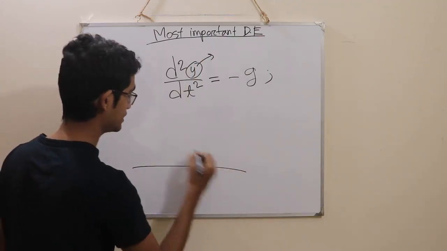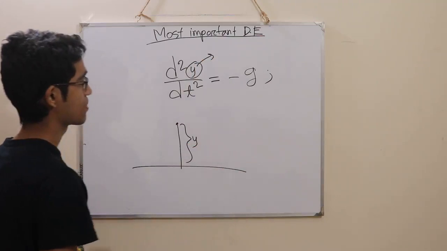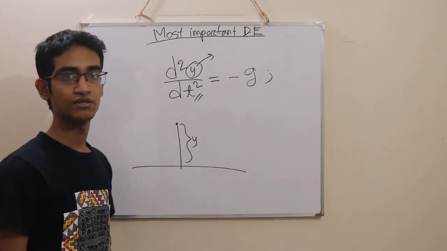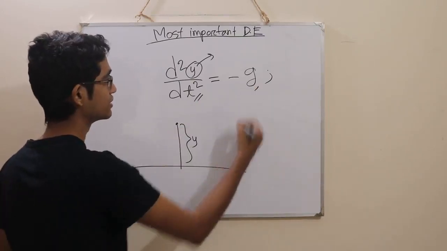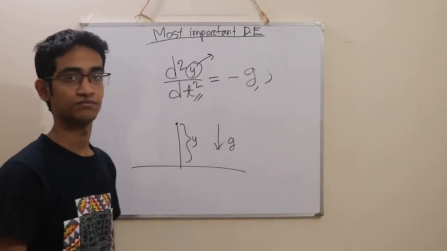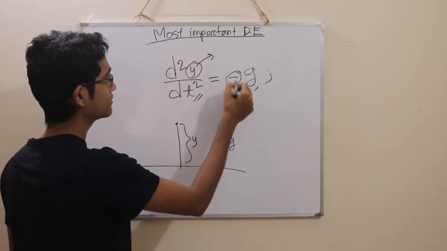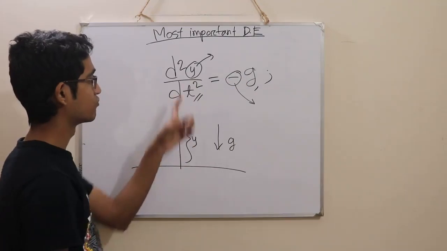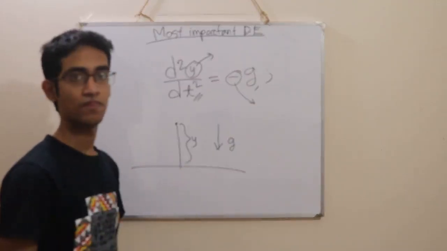Now y here describes the distance of the body from the surface of the earth, and t is the time that we are calculating against, and g is the gravitational acceleration force towards the center of the earth. So this negative sign again tells us that the acceleration of y will be towards the surface.